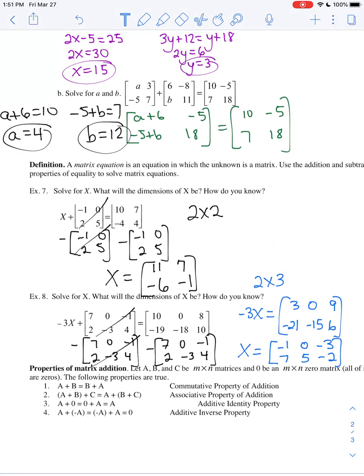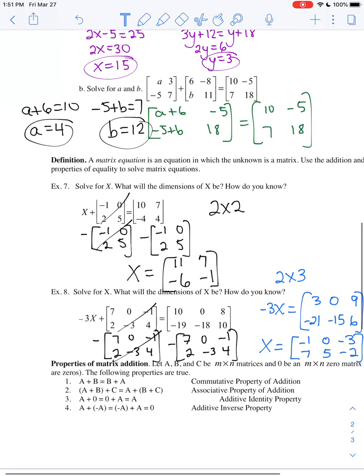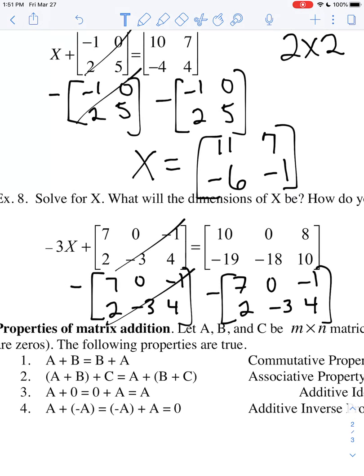So here are the properties of matrix addition. They are actually the same as the properties of equality. So number 1 here is A plus B equals B plus A. The commutative property for addition holds. That's not true for subtraction, but it's true for addition. So matrix A plus matrix B equals matrix B plus matrix A.